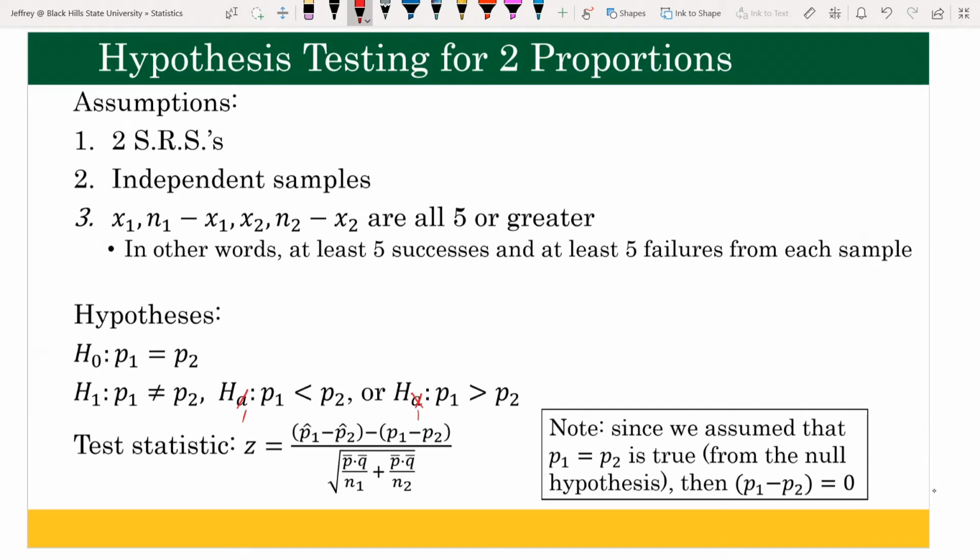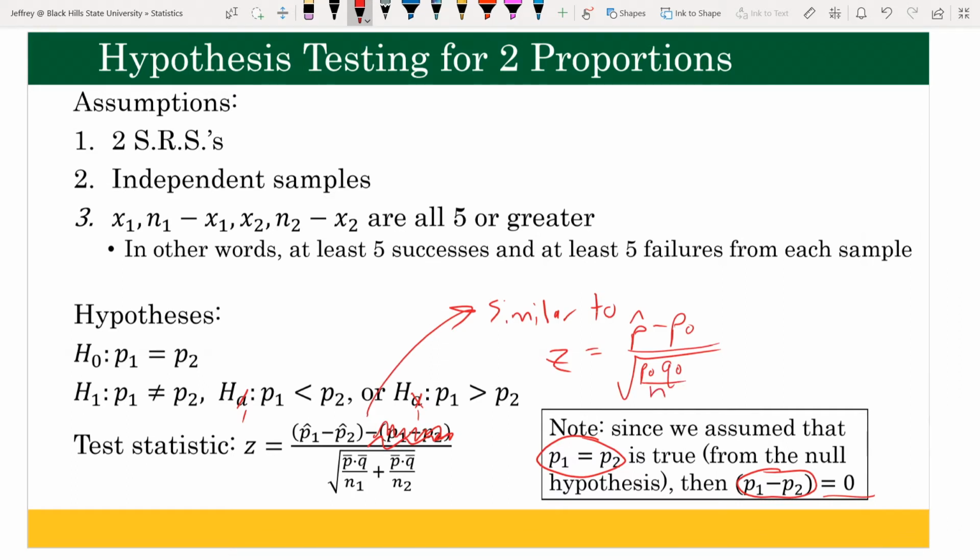And now, if we look at our test statistic, it is based off the fact that we assume that the null hypothesis is true. So we're basically assuming that P1 equals P2. If we assume that P1 equals P2, then if we were to subtract them, their difference equals 0. So really, this part of the formula actually goes away. Now notice that this test statistic is actually similar to what it was in the one population proportion case. It just has a few minor differences because of the fact that we are combining two different population proportions together.